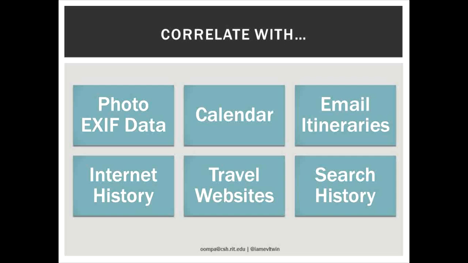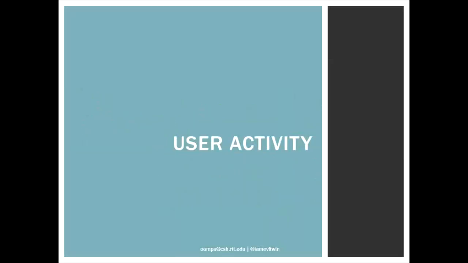So what can we correlate this with? Tons of things. Photo EXIF data. Can we look at this person's vacation photos and attempt to cross-correlate that? Calendar items, travel websites. Are their travel itineraries set up or sent through their email? Things like that.